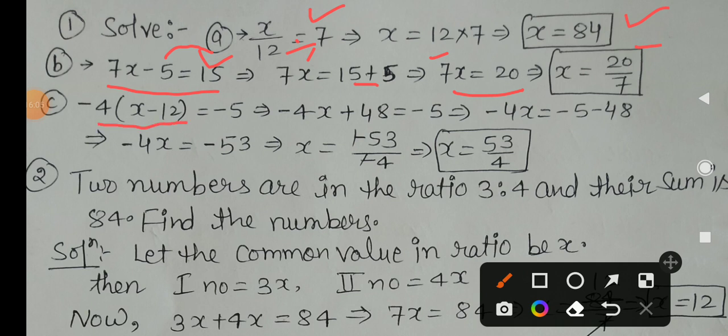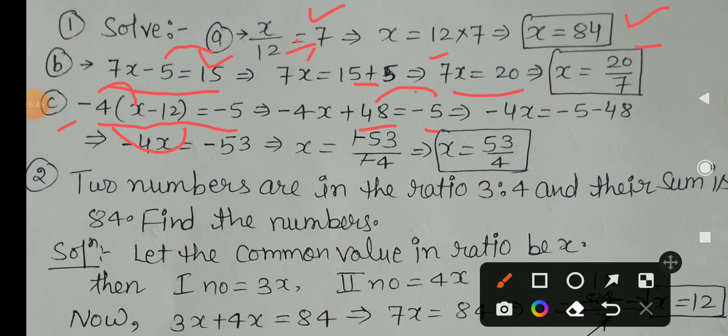Now student, question number C. This is minus 4 bracket x minus 12 is equal to minus 5. The bracket x minus 12 is a value made with the variable x, and it is multiplied with minus 4. So first multiply minus 4 with x, and then multiply minus 4 with 12. The value converts to minus 4x plus 4 times 12. 12 times 4 is 48, so this value is 48. So minus 4x plus 48 is equal to minus 5.